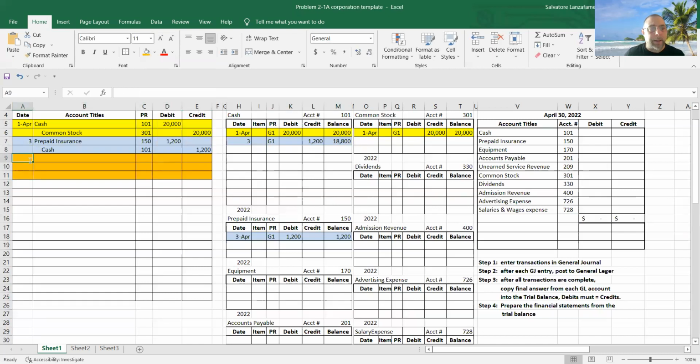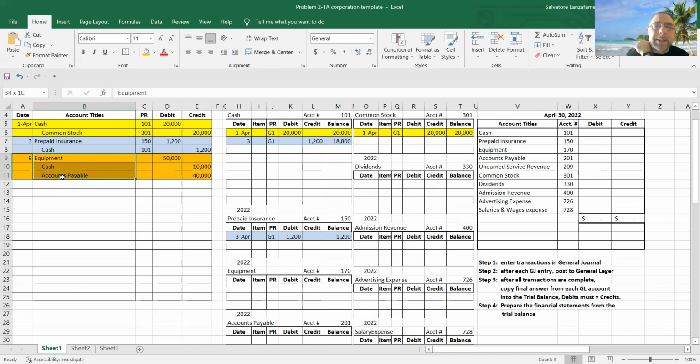So let's say this is the 9th of April, and we again purchased equipment. This equipment is costing us 50 grand. But I don't have 50 grand. So we're going to put some money down, $10,000. And the balance is going on account. We're going to be charging the balance. So we're going to credit accounts payable $40,000.